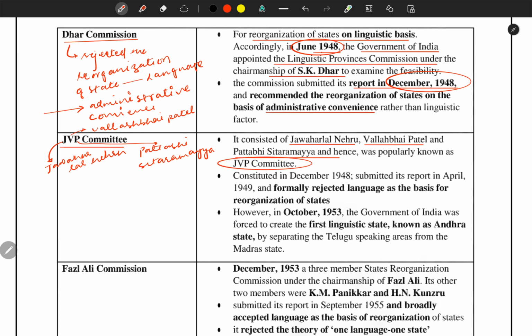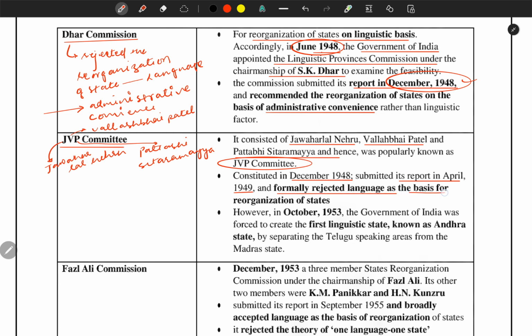So basically the Dhar Commission submitted its report in December 1948, but people were not satisfied with that report. So the JVP Committee was formed in December 1948, and it submitted its report in April 1949.